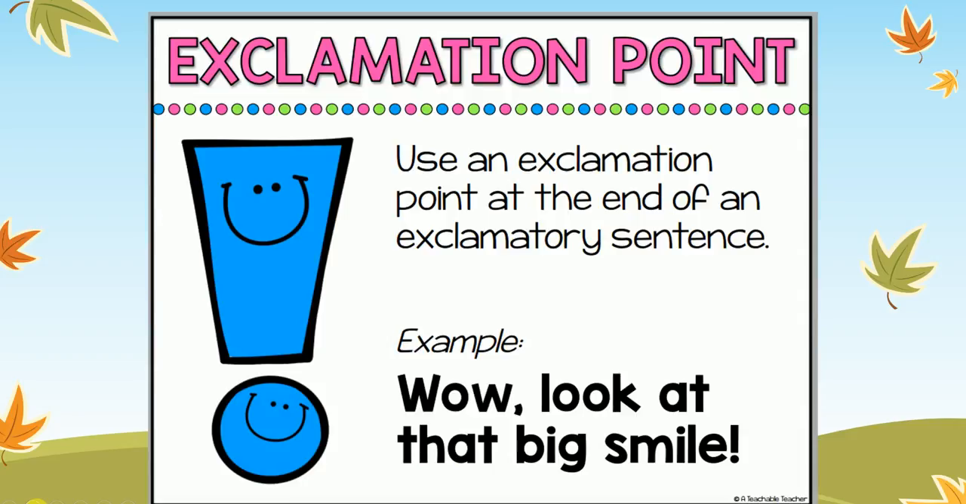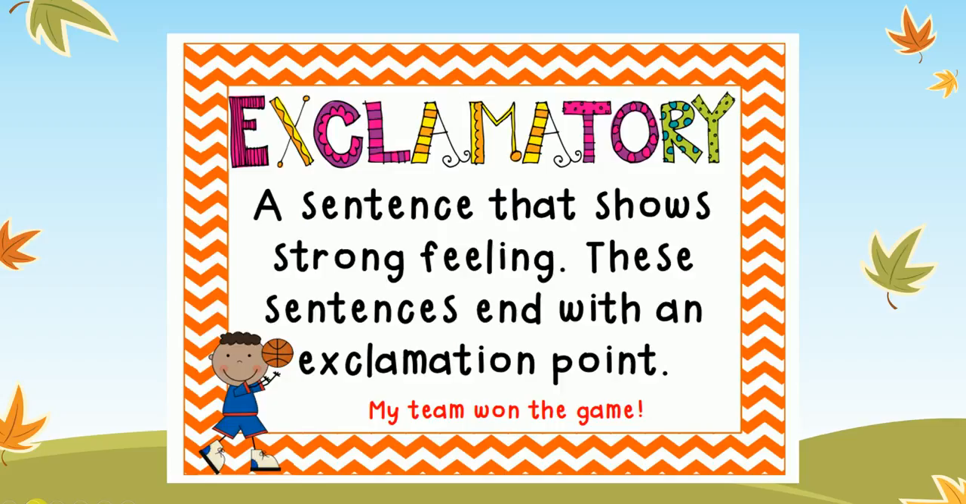Our next end mark is an exclamation point. You use this at the end of an exclamatory sentence. An example is, wow, look at that big smile! So exclamatory sentences show strong feeling. They end with an exclamation point. They can also show excitement. So an example would be, my team won the game!